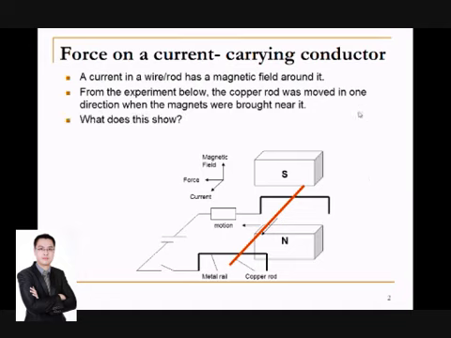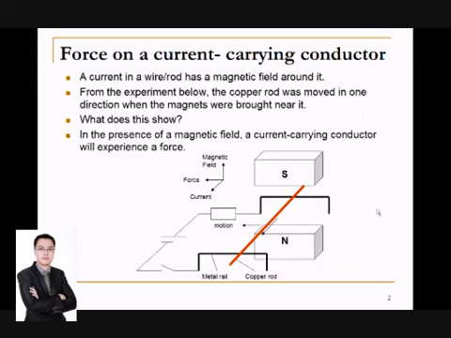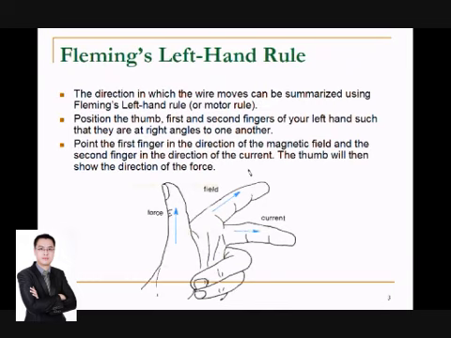So what does this show? It shows that in the presence of a magnetic field, a current carrying conductor will experience a force. Now, how do we determine the direction of this force? To determine the direction of this force, we will look at Fleming's left-hand rule. So this diagram here presented to you is Fleming's left-hand rule.